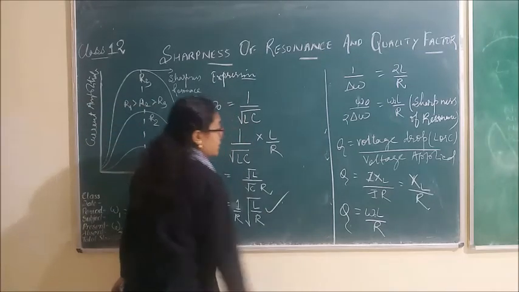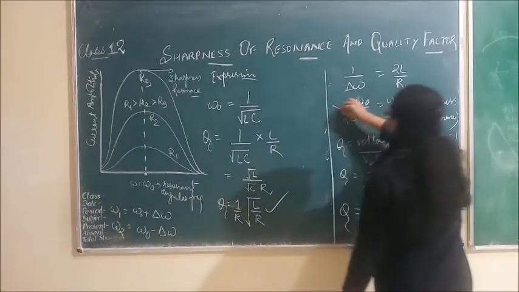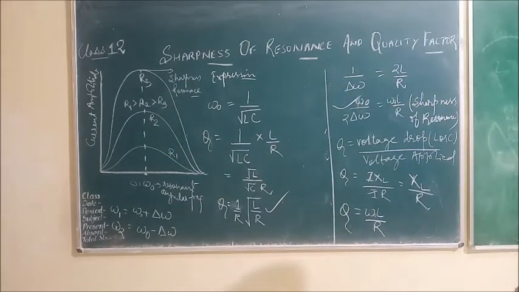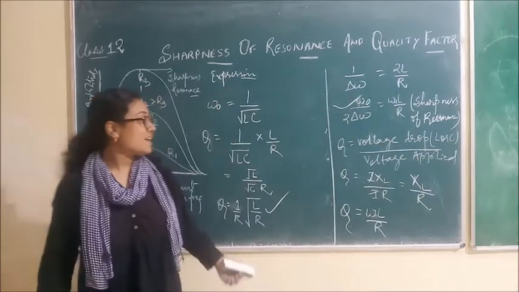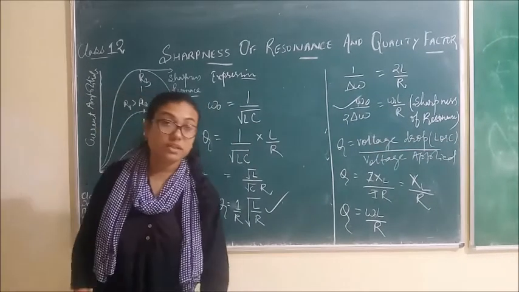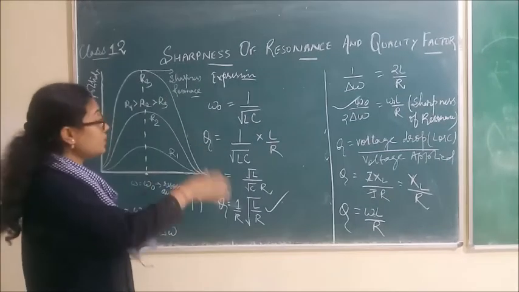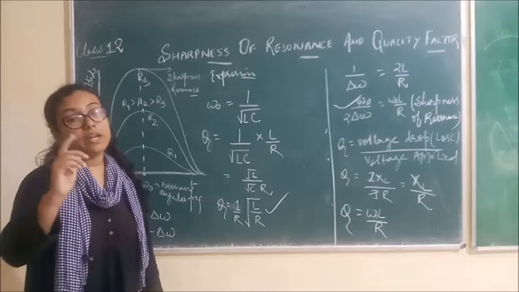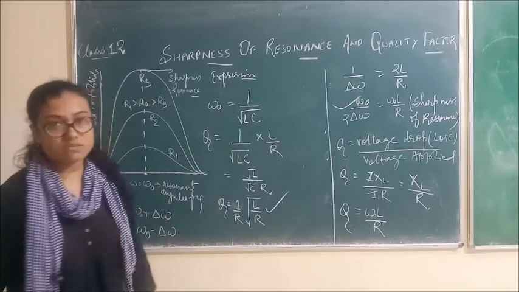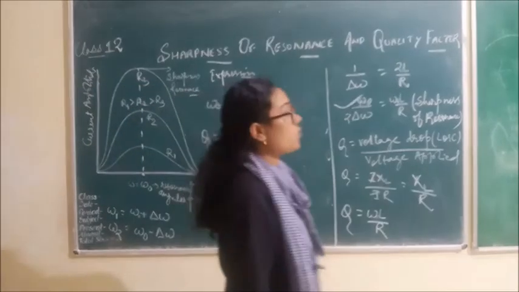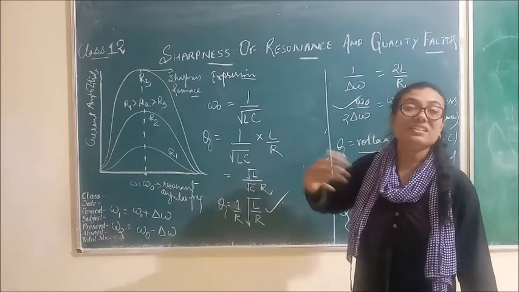This is the quality factor and this is the sharpness of resonance. We got the final result of sharpness of resonance and quality factor. So student, this is very important derivation. That is why I took whole derivation in one time only. ठीक है, otherwise I will take sharpness of resonance first and then I will take the quality factor. But this is very important derivation and this is an interlinked topic.